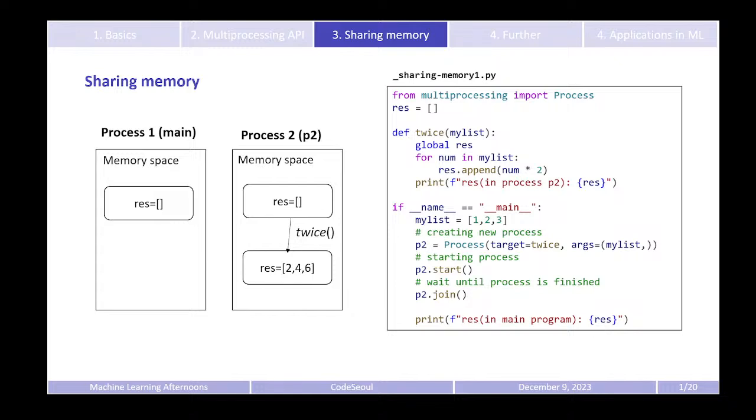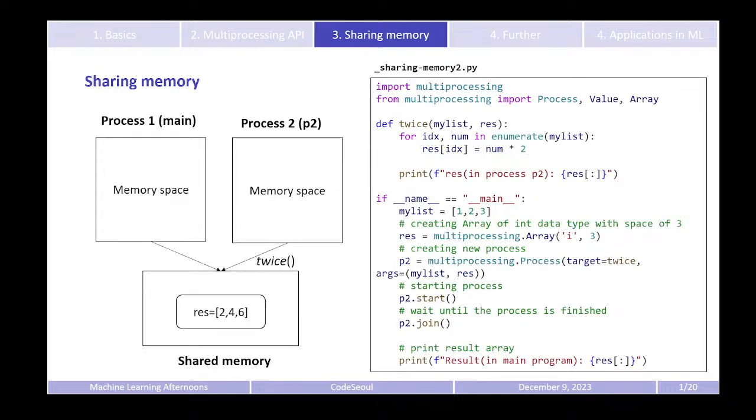Why is that? It's because every process has its own memory space. But in order to update a variable in one process from another process, we can do the following.